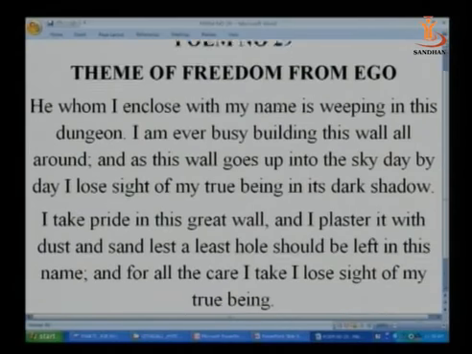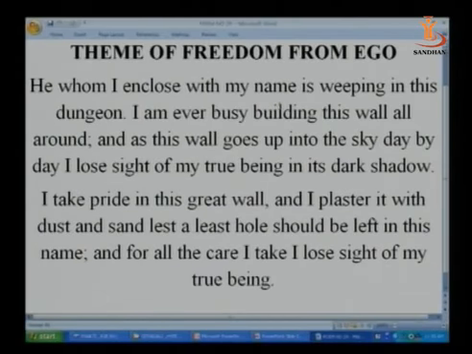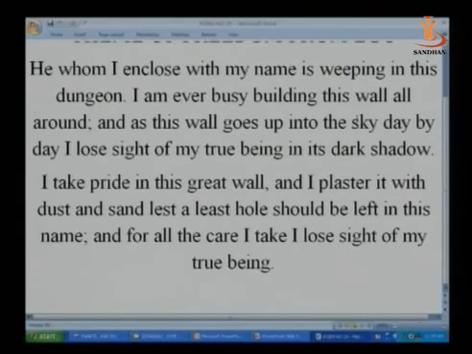Poem number 29. He whom I enclose with my name is weeping in this dungeon. I am ever busy building this wall all around, and as this wall goes up into the sky day by day, I lost sight of my true being in its dark shadow. I take pride in this great wall, and I plaster it with dust and sand, lest a least hole should be left in this name, and for all the care I take, I lost sight of my true being.